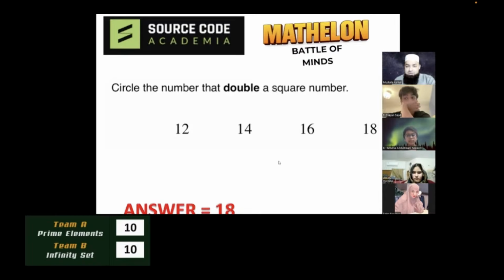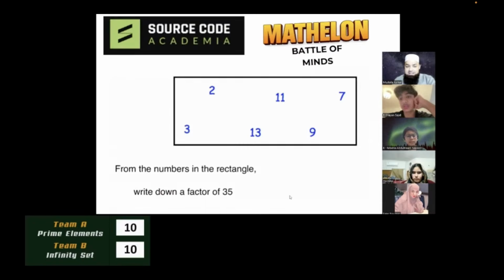So the next question is on your screen right now. Find the number in the rectangle that is a factor of 35. Team A, Momina. 7. 7 is the correct answer.